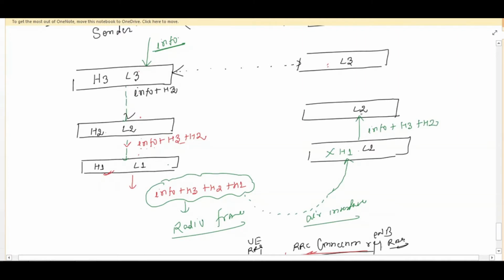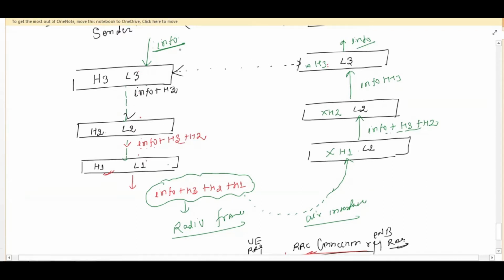Then L2, out of this information, decodes only H2, because the corresponding sender-side L2 sent H2, so the receiver receives H2. Then what is left is info plus S3, where S3 will be decoded. What is left is the info. You transmit the info, they receive the info. But before transmitting and receiving the info, within your motherboard, within your chipset, all these layers have to perform their tasks.